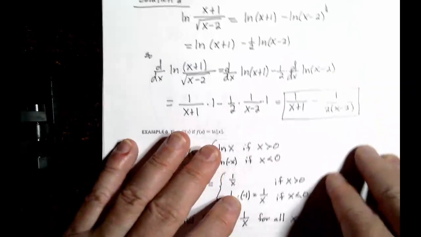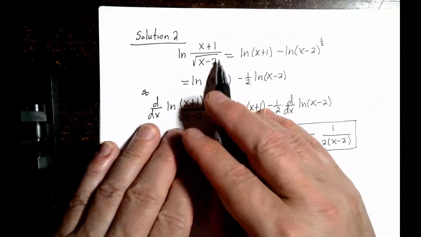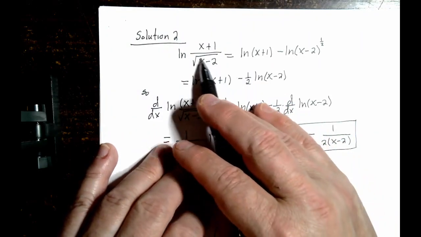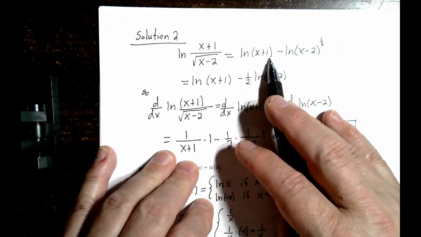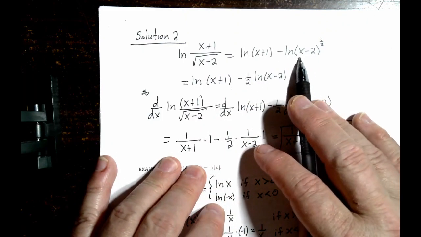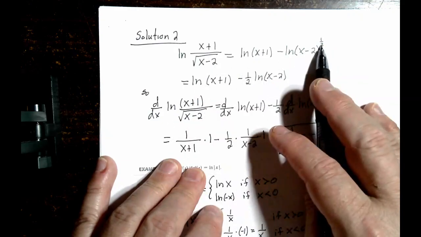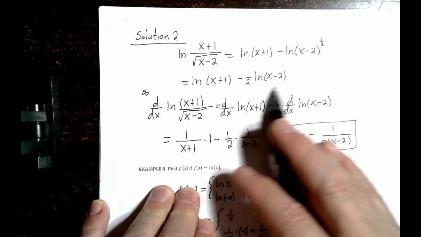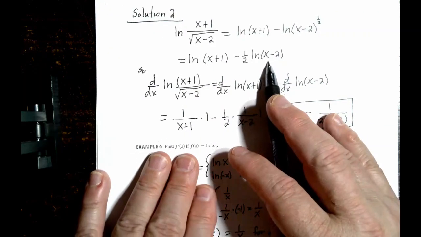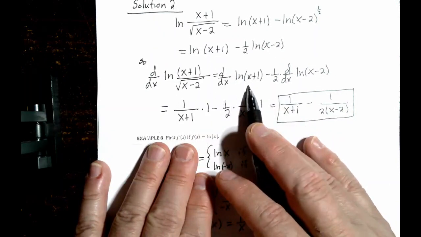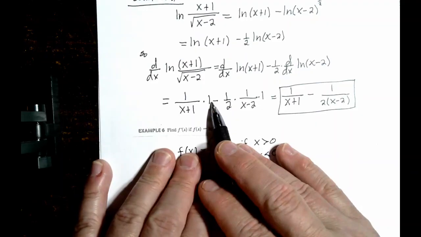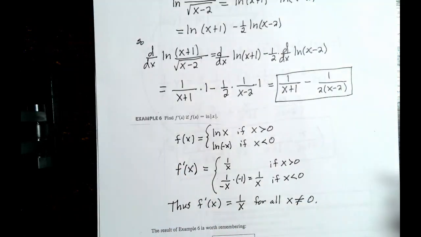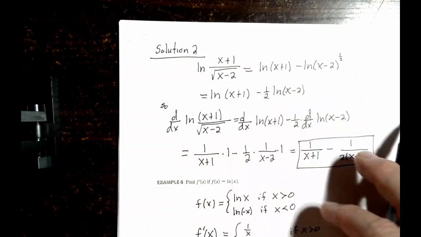There's another way you can do this same problem. If they're asking you to take the derivative of ln of x plus 1 over square root of x minus 2, you can use the log rules. Ln of a fraction is the ln of the top minus ln of the bottom. And if the bottom is raised to the 1/2 power, which is what the square root is, you can bring the 1/2 out front. So the derivative of this is also the derivative of this. And the derivative of this is a lot easier to figure out. It's 1 over x times 1 minus 1/2 times 1 over x minus 2 times 1. And there you go. It's a lot faster if you rewrite it using log rules.